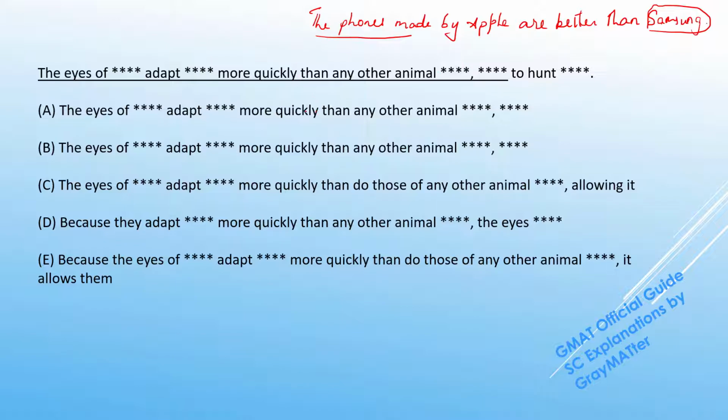So the same thing can be applied here because we notice that the logic reads the eyes of the seal adapt more quickly than any other animal. So if we think about that, we can understand that this is illogical because the eyes are being compared to any other animal. So if we take a vertical scan through the answer choices, we can see that some choices say any other animal and some choices say do those of any other animal, right?